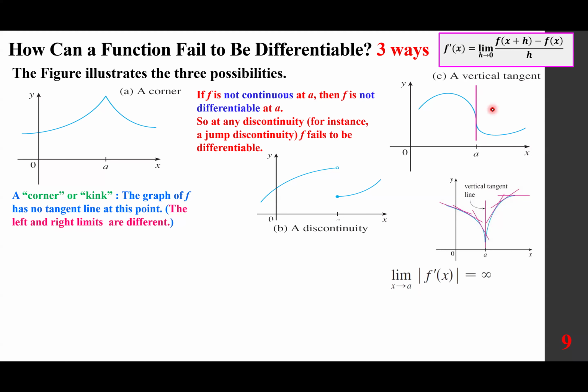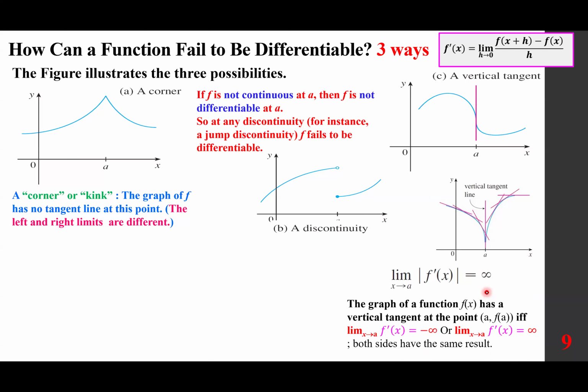Now, as far as the vertical tangent line, I remind you that in the case of vertical lines, we used to say the slope is undefined. Okay, so that's really the concept. It really tends to infinity or negative infinity. That's why we write this: the limit of the absolute value of f prime of x as x approaches a is infinity.